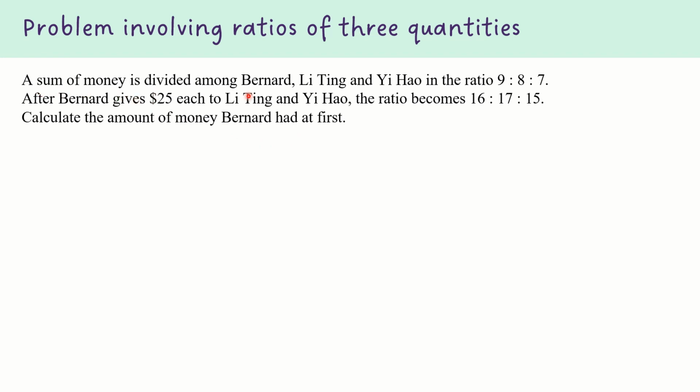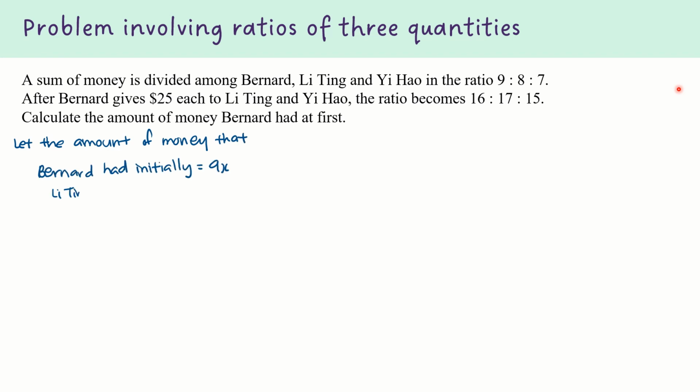So let's look at the first statement. The first statement tells us that Bernard, Li Ting, and Yi Hao have the money divided amongst them in the ratio of 9:8:7. So we know that the amount of money will be in multiples of 9:8:7. What we could say is that we let the amount of money that Bernard had initially be 9x, that Li Ting had initially be 8x, and finally the amount of money that Yi Hao had initially will be 7x. So it still follows the ratio of 9:8:7.